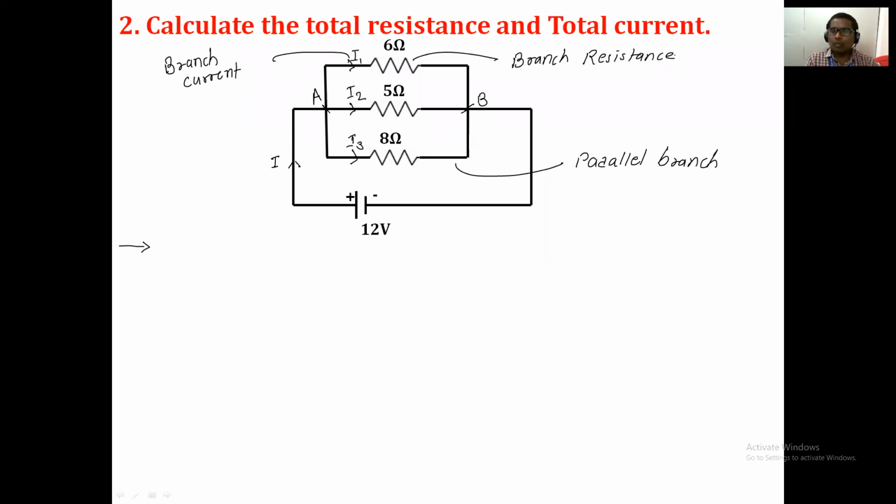Is it over? Okay. Now, as we know these 3 resistors are connected in parallel, let's try to calculate the total resistance. We know the formula: the reciprocal of total resistance is equal to the sum of the reciprocals of the individual resistances. It means 1 by 6 plus 1 by 5 plus 1 by 8. So can you give me the answer of 1 upon R total first?